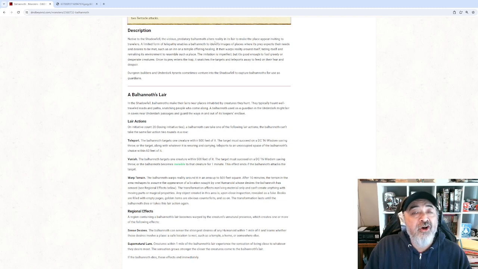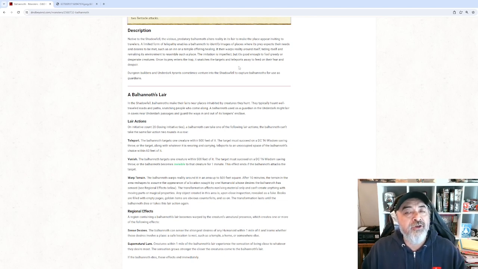Predatory Balhannoths alter reality in their lair to make the place appear inviting to travelers. A limited form of telepathy enables a Balhannoth to identify images of places where its prey expects their needs and desires to be met, such as an inn or a temple offering healing. It then warps reality around itself, hiding itself and remaking its environment to resemble such a place. The imitation is imperfect, but it's good enough to fool greedy or desperate creatures. Once its prey enters the trap, it snatches the target and teleports away to feed on their fear and despair.